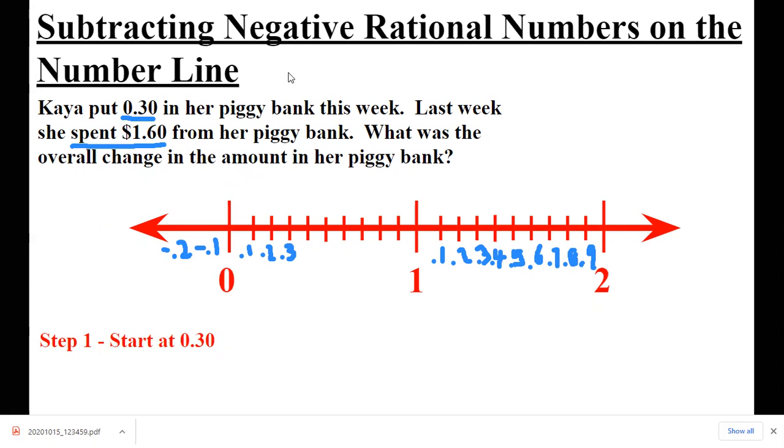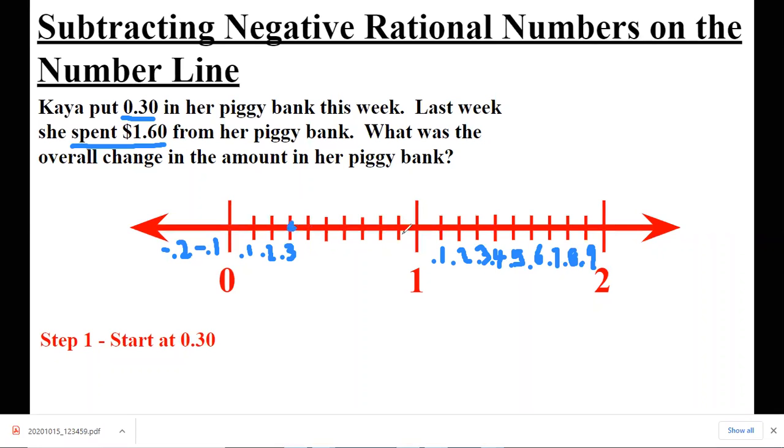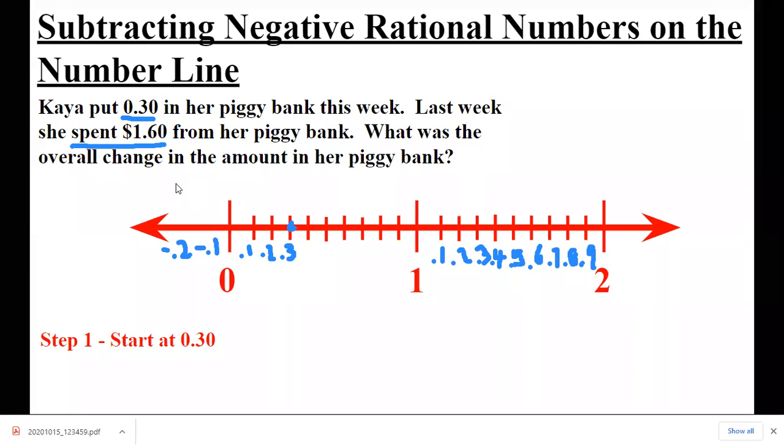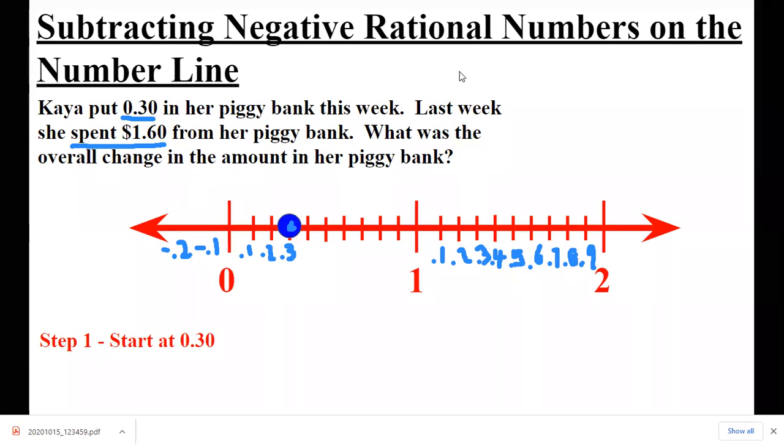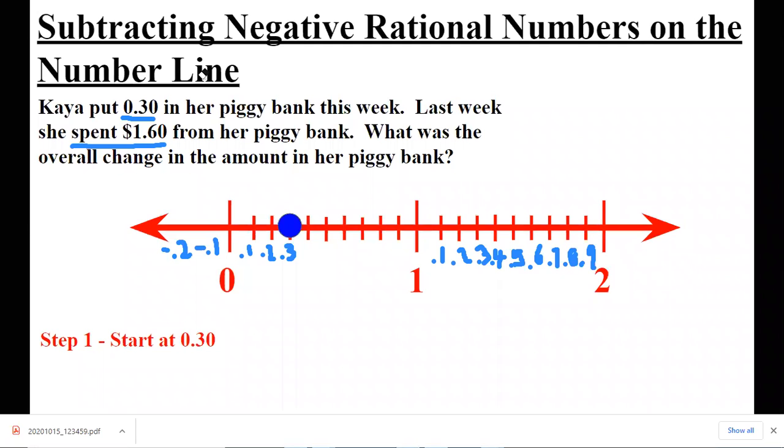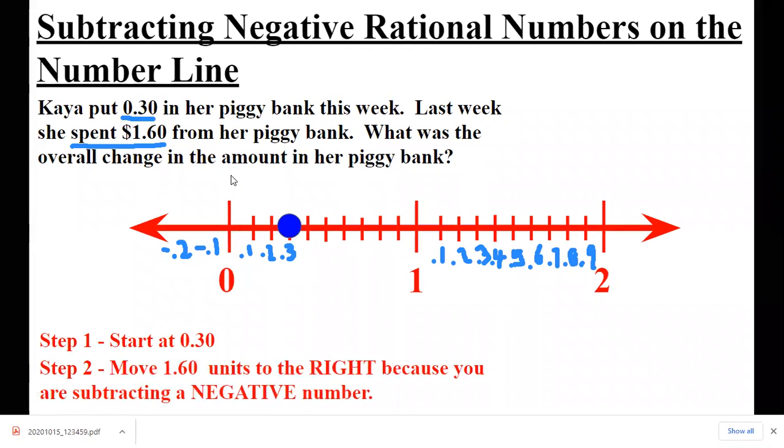0.30. We have that labeled right here, right? This is 0.30. This is 1.3 over here, so it's 0.30. So our dot goes right there. And you erase the extra dot. And then we're going to move $1.60 or 1.6 units to the right because you are subtracting a negative number.